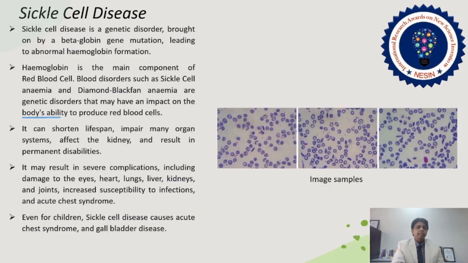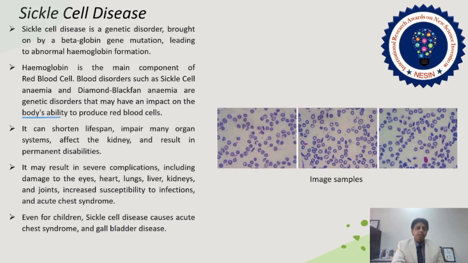Now, what is sickle cell disease? Sickle cell is a genetic disorder brought on by a beta globin gene mutation leading to abnormal hemoglobin formation. As is seen from the samples, hemoglobin is the main component of red blood cells. Blood disorders such as sickle cell anemia and Diamond-Blackfan anemia are genetic disorders that may have an impact on the body's ability to produce red blood cells.